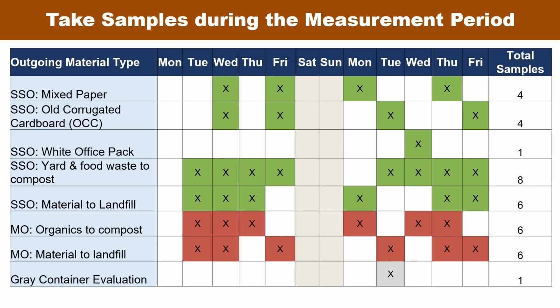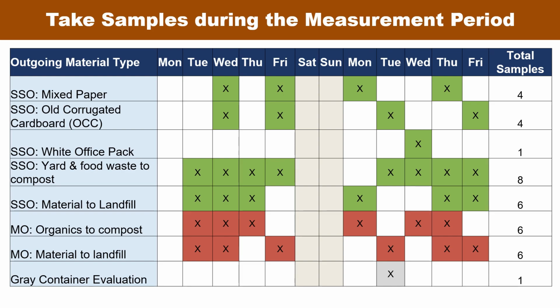And for white office pack, it looks like the facility only collects enough to ship out once every 2 weeks, so we're only going to have 1 sample that falls in the 10-day measurement period that we need to take. In the last row of this table, you can see the gray container evaluation I've added. Trash City can take this single sample any day of the quarter, but for our purposes, let's say they chose to do it during the 10-day measurement period to make things easier.